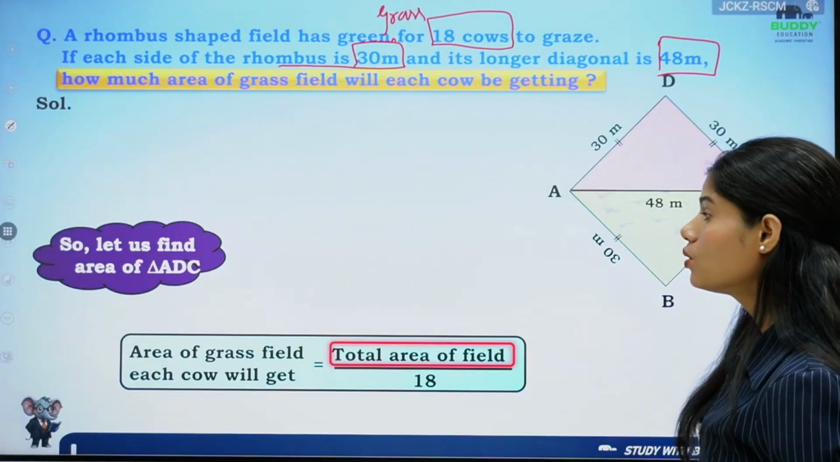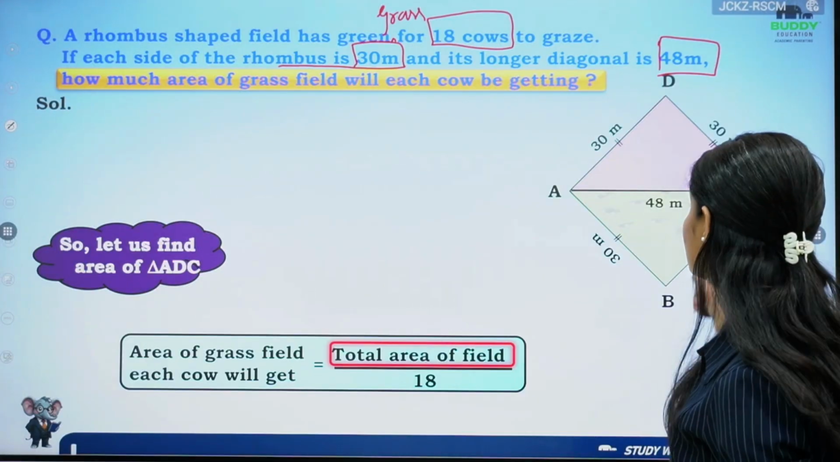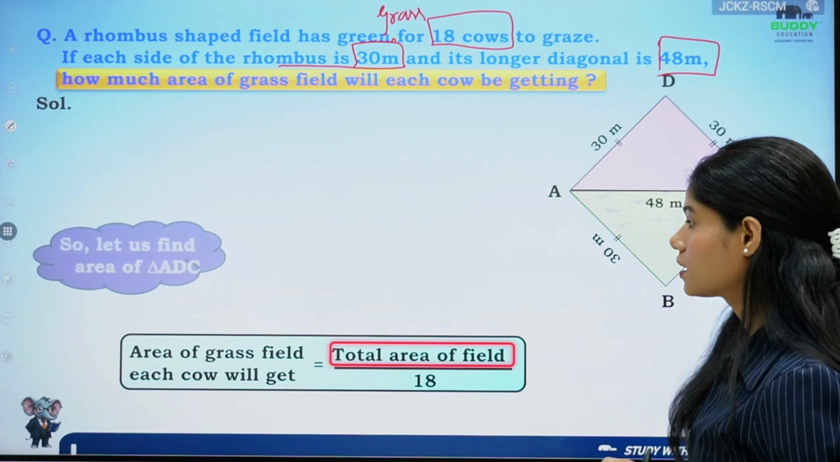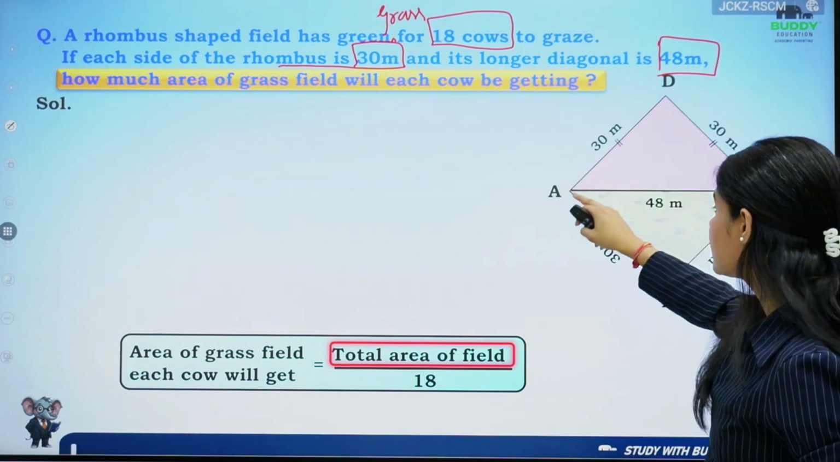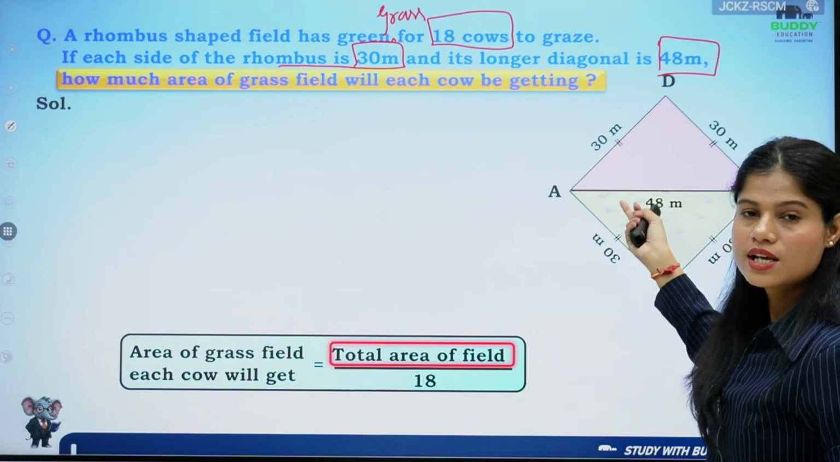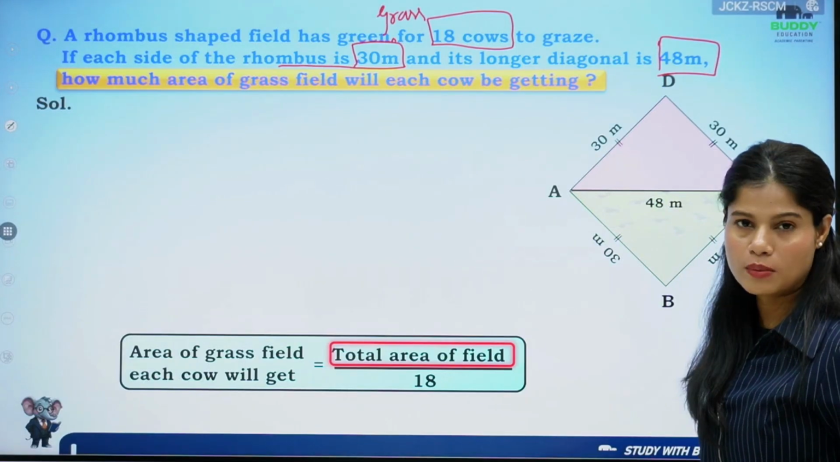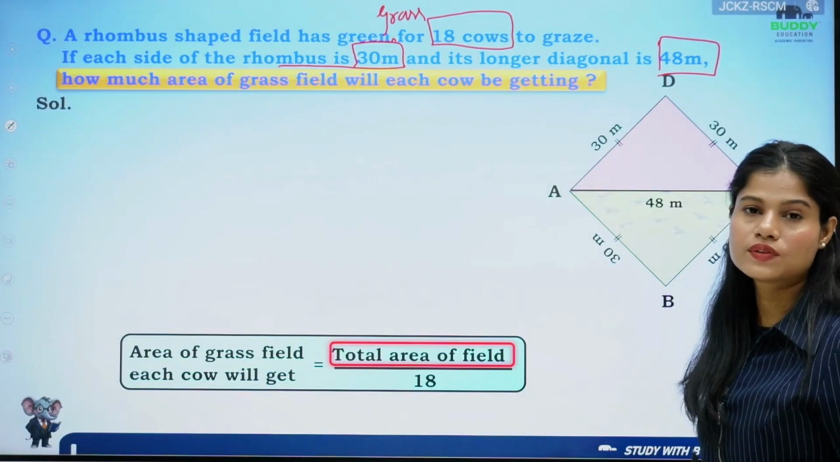All right. Now, let's find the area of triangle ADC, which is the upper part. Here you can see that one side is given as 30, another one is 30, and this longer side is 48. So we can use what? Heron's formula, because all the measurements of the sides are given.